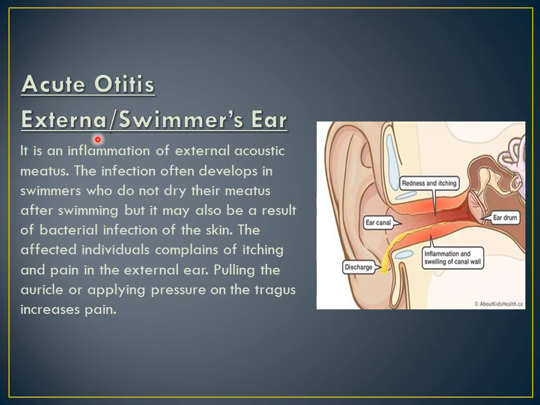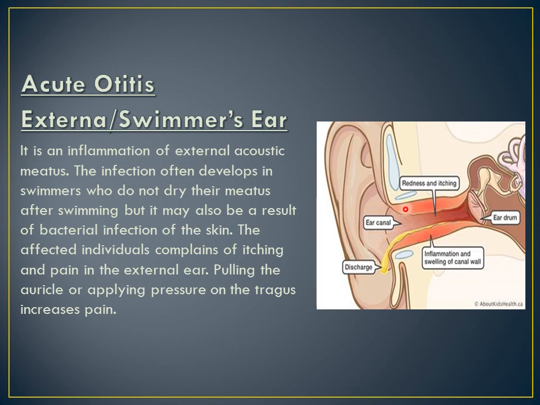Acute otitis externa or swimmer's ear. It is an inflammation of the external acoustic meatus. The infection often develops in swimmers who do not dry their meatus after swimming, but it may also be a result of bacterial infection of the skin. The affected individuals complain of itching and pain in the external ear. Pulling the auricle or applying pressure on the tragus increases pain. Now here you can see the inflammation of the external auditory meatus.